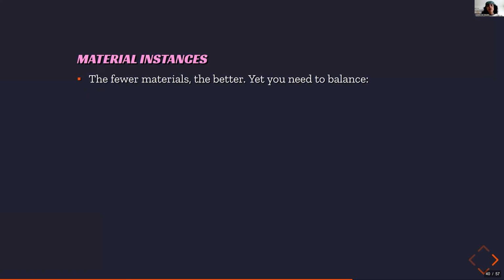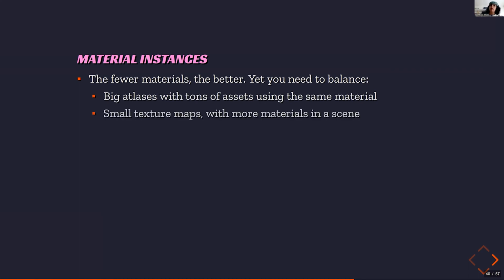Material instances. That also applies to the 2D, for the UI, because you need a material in order to display the different elements. The fewer materials, the better. But again, you need to balance. Big atlases with tons of assets using the same material, or small texture maps with more materials in a scene. The first one means more work for the GPU. The smaller one is more okay for the GPU, but it puts work on the memory. You're always balancing GPU and memory.